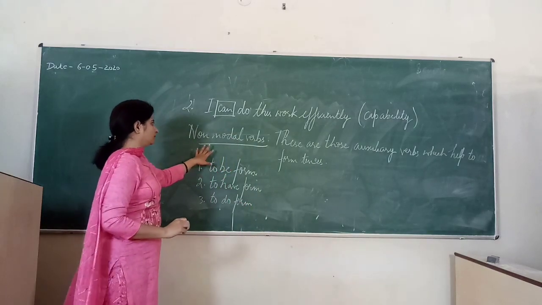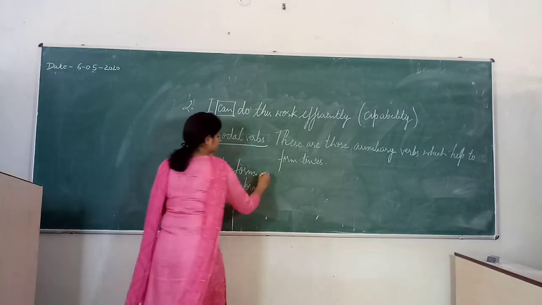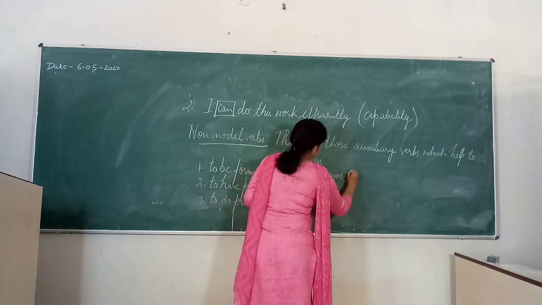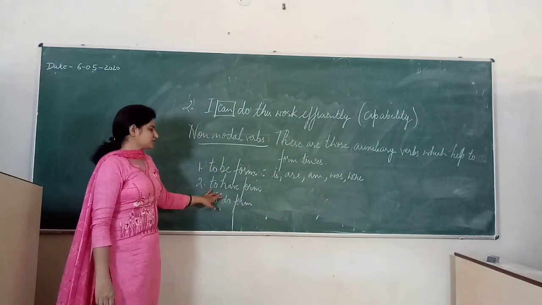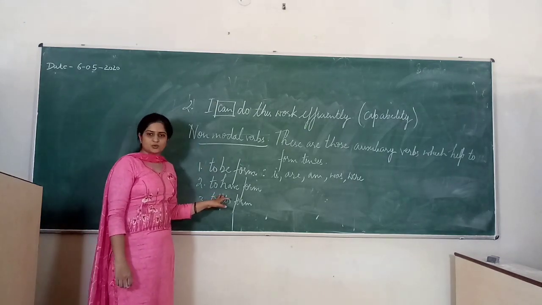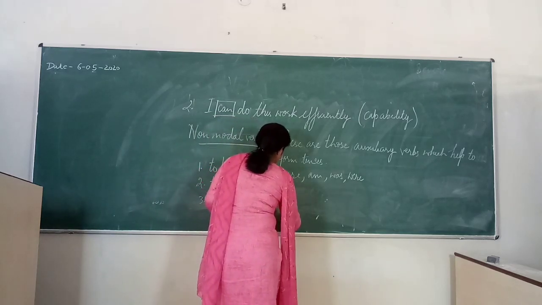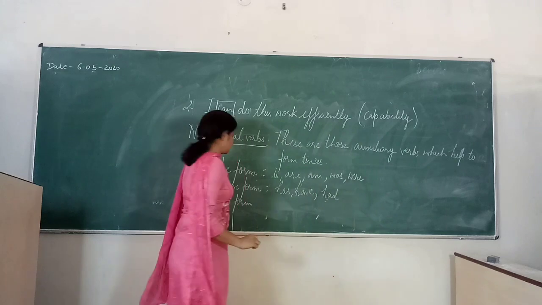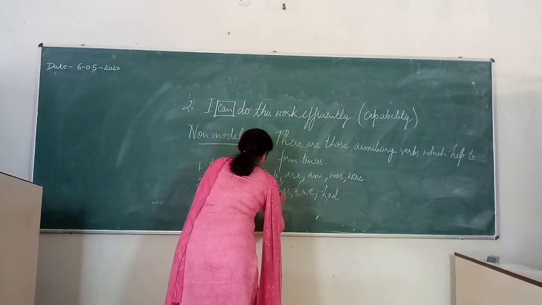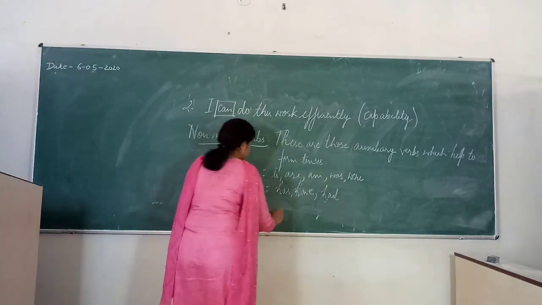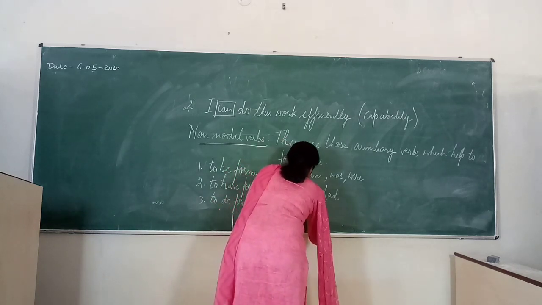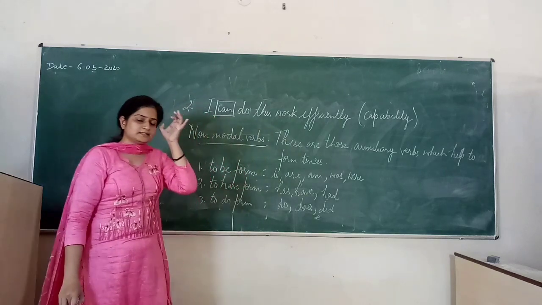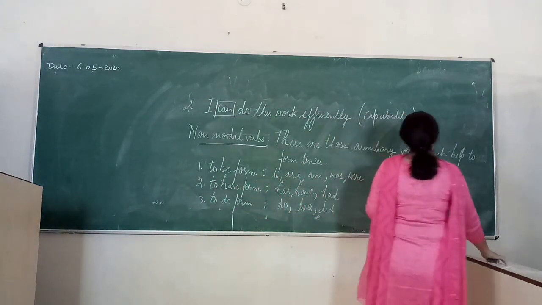What are the non-modal verbs which are to be included into to be form? These are is, are, am, was, were. And the next is to have form. What are the verbs which are to be included in to have form? These are has, have, and the past form, that is had. And the last one is to do form. These are do, does, and the past form, that is did.